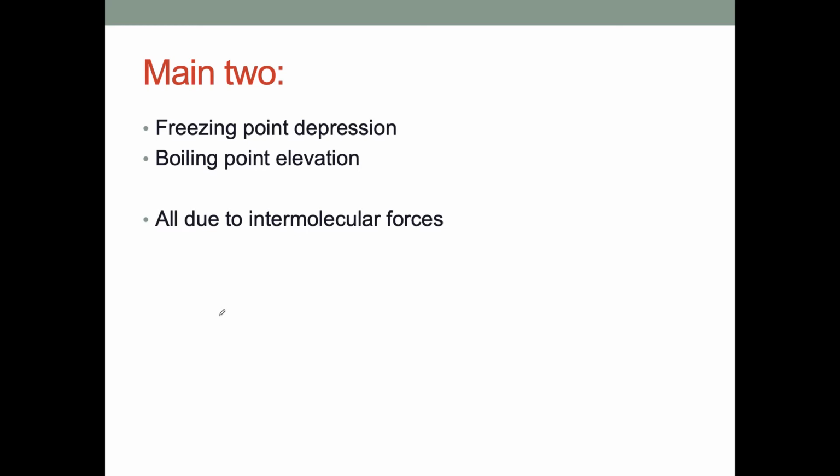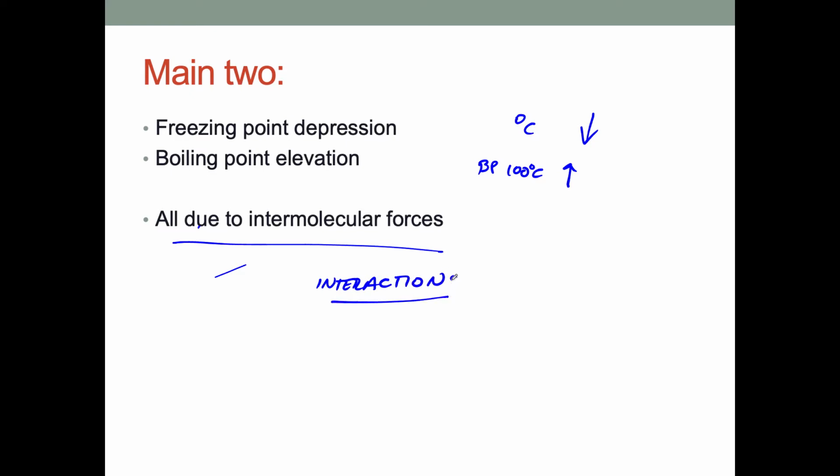When we talk about freezing point depression, we're talking about the freezing point, say it's 0 degrees Celsius, and when we add something, it goes down. And with boiling point elevation, the boiling point, say, is at 100 degrees Celsius, and we add something, and the boiling point goes up. All of these are due to intermolecular forces and the interaction between water and the solute in question. These are all interactions, not reactions.